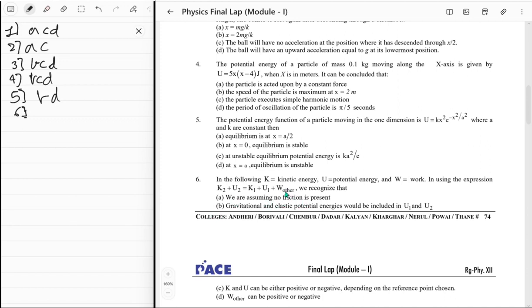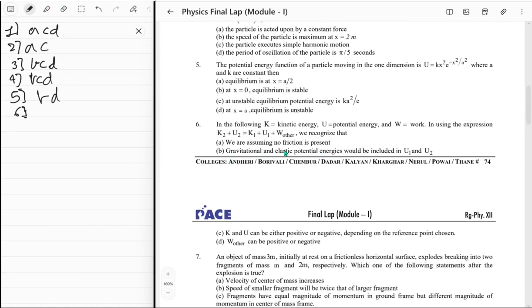No, work other will include friction as well. What's the big deal? I don't get it. Gravitational and elastic potential energies would be included in U1, U2. Yes. K and U can be either positive or negative depending on the reference point chosen, so B is correct, I guess.